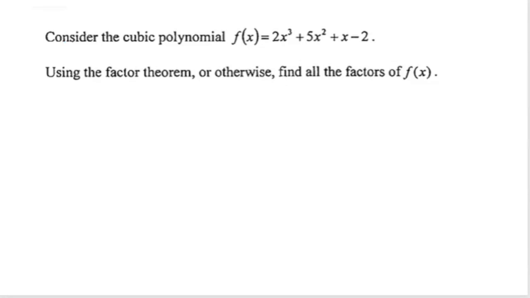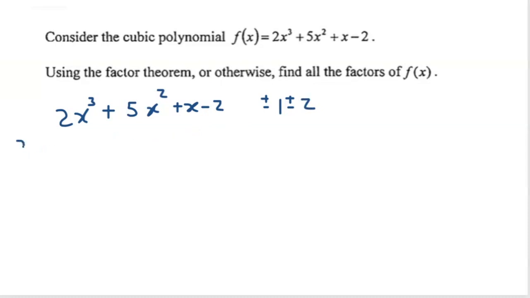For a question like this, always check to see whether you were given the first factor. In this case, you weren't. So we have 2x cubed plus 5x squared plus x minus 2. I am going to think of all the factors of the last number. It's going to be plus or minus 1, plus or minus 2. And now we have to try to see which one of them will give us 0.